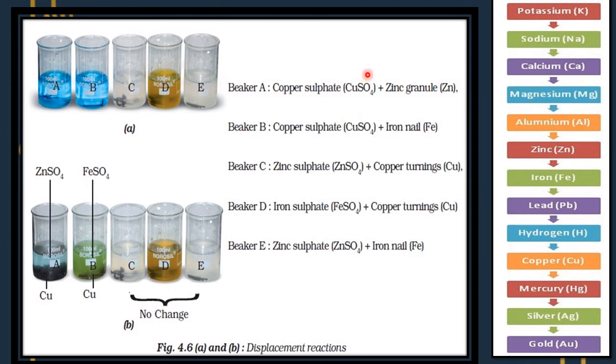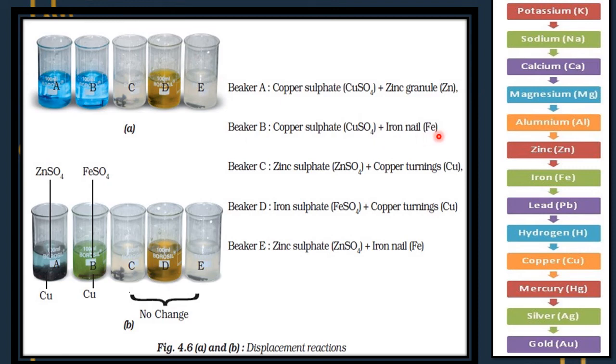Let's talk about the first beaker, beaker A. Copper sulfate is a blue colored compound. When the aqueous solution of copper sulfate comes in contact with zinc, let us understand: is zinc more reactive than copper? If yes, will it be able to displace it? Zinc is over here and copper is over here. The higher the position of the metal, the more reactive it is. So zinc is more reactive than copper and is able to displace copper from its compound. As a result, a displacement reaction takes place in beaker A and the color changes from blue to colorless.